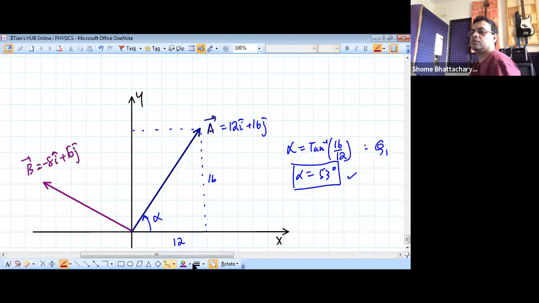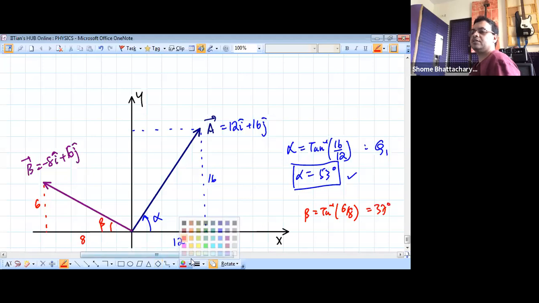So that would mean that, dropping a perpendicular here, this side would be 8, but on the negative side, and this side would be 6, on the positive side. So minus 8i cap plus 6j cap. So we can see that if this angle is beta, beta is tan inverse of 6 by 8, or it is 37 degrees.